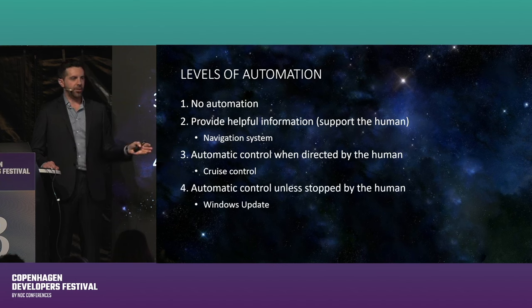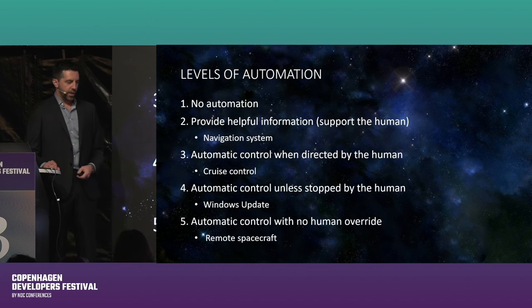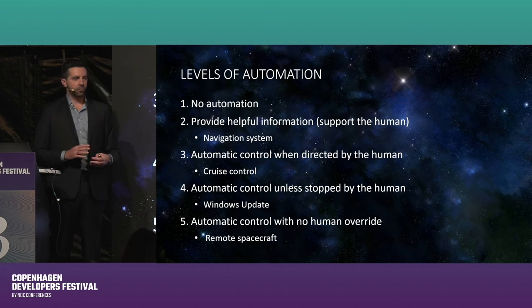Level four is automation unless you stop it from being automated. Windows Update is a great example. It will update itself and interrupt all of your work unless you manually intervene and tell it, not right now. And then level five is automatic control with no human override. And that's a pretty rare thing to find on Earth here, because most systems have some big red emergency stop button you can press that will shut it down.